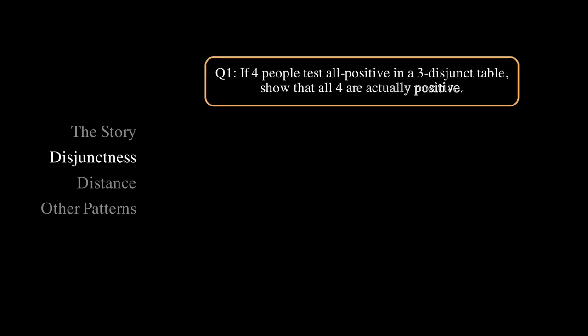Now let's talk about tables that are actually disjunct. The pattern of disjunctness is fun to think about. Here's a nice observation, and you can think about why it's true. If you use a 3 disjunct table, and you get 4 people whose tests are all positive, then all 4 of them must be positive.